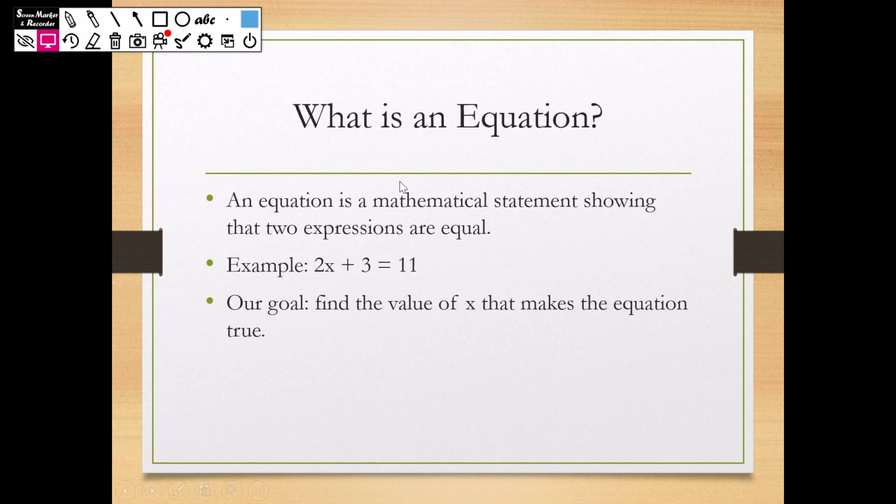So before we dive into solving an equation, let's first of all define what is an equation. An equation is a mathematical statement showing that two expressions are equal. Here, for example, 2x plus 3 equal to 11 is an equation. Our goal is to find the value of x that makes the equation true.